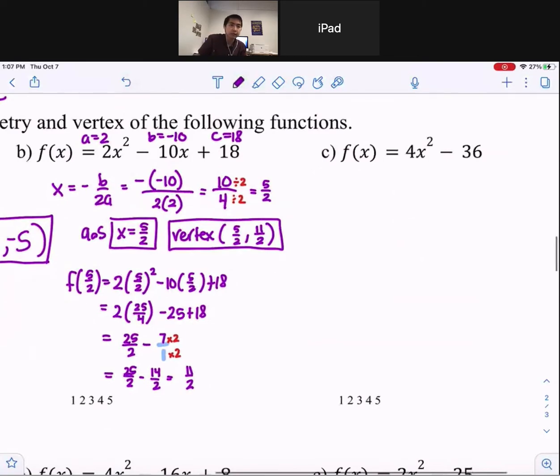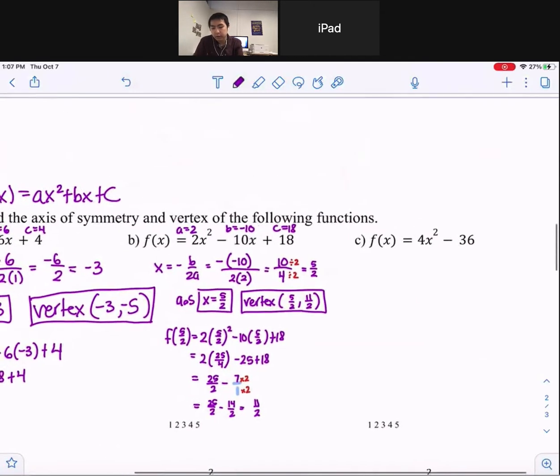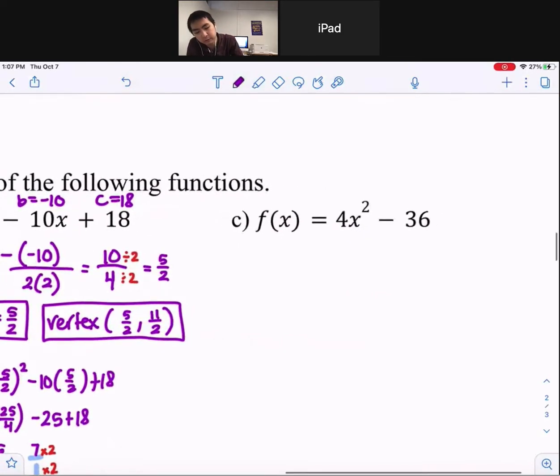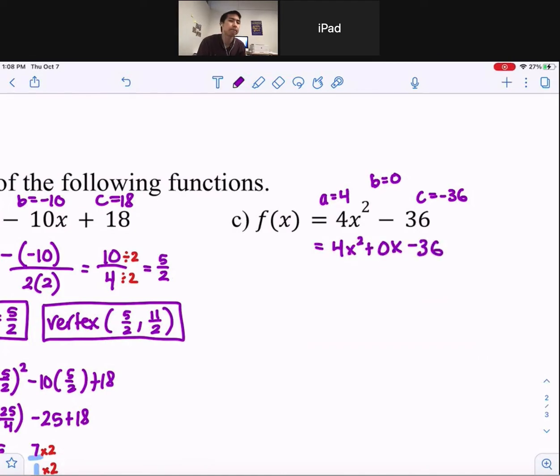Okay, part C. Now this is a very unique one. Everyone, compare what we have to this. Do you notice that there is no x term in this equation? You have an x squared, but you don't have an x term. So because you don't have an x term, your b value is 0, because this 4 is your a, and this negative 36 is your c. Another way you can rewrite this is 0x minus 36.